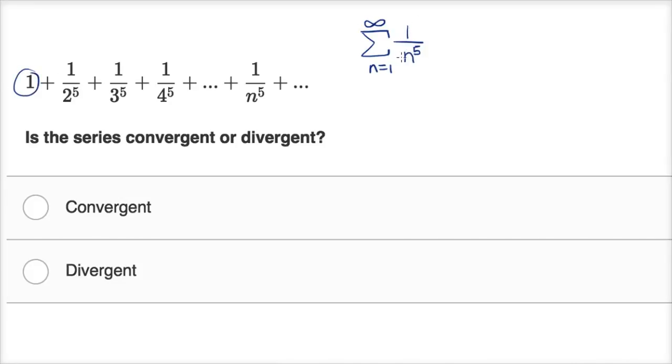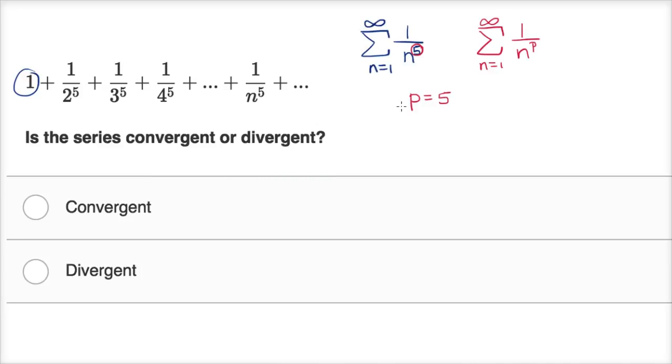Now you might immediately recognize this as a p-series. And a p-series has the general form of the sum going from n equals 1 to infinity of 1 over n to the p, where p is a positive value. So in this particular case, our p for this p-series is equal to 5. P is equal to 5.